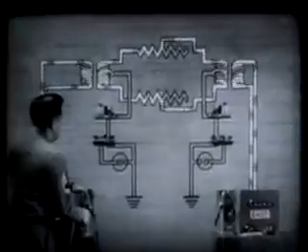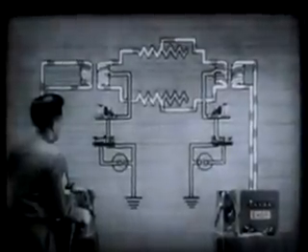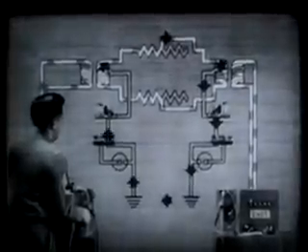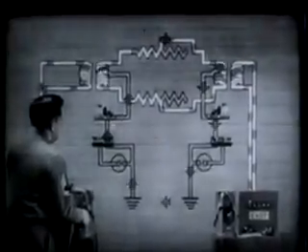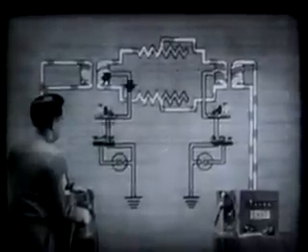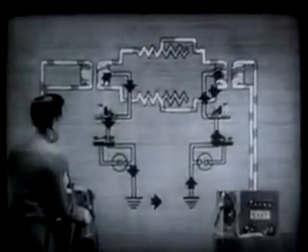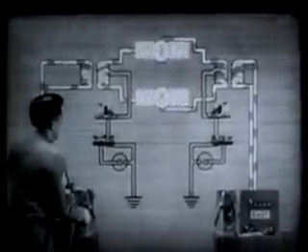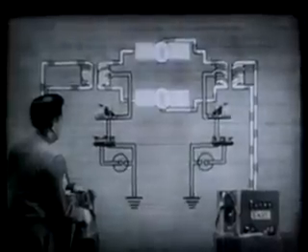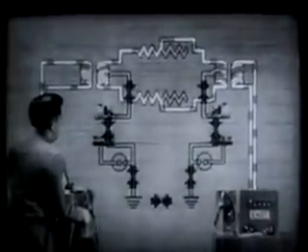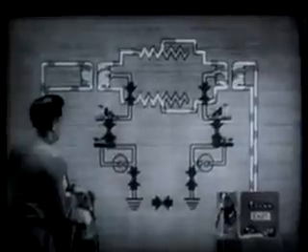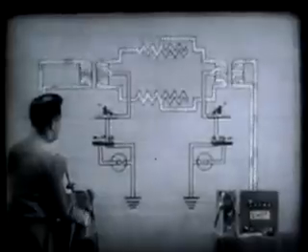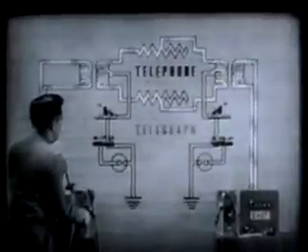Let's freeze that current again. The upper half of the winding is trying to send current through this path. And the lower half of the winding is trying to send current through this path. Since the resistances of the two line wires are equal, two equal currents are trying to flow in opposite directions through the telegraph sets. They buck each other and no current flows. Consequently, the telephone circuit doesn't interfere with the telegraph.